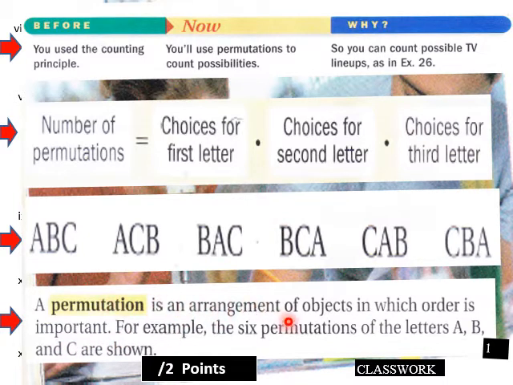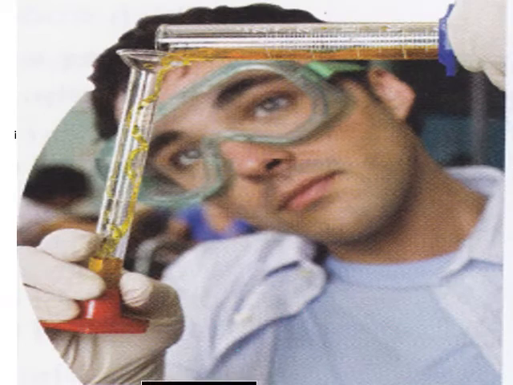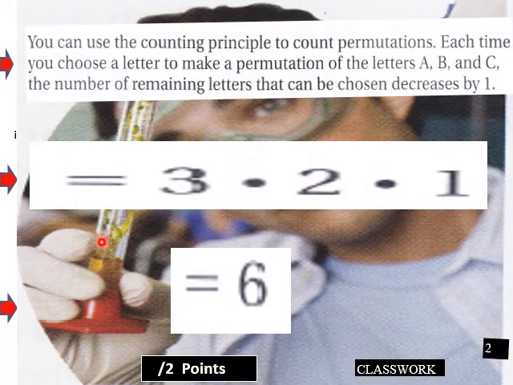A permutation is an arrangement of objects in which order is important. For example, the 6 permutations of ABC are shown. You can use the counting principle to count permutations. Each time you choose a letter to make a permutation of the letters ABC, the number of remaining letters that can be chosen decreases by 1. So when our first choice is 3, our second choice is 2, and then our third choice is only 1. In that situation, you have 6 total choices for a permutation with 3 members.